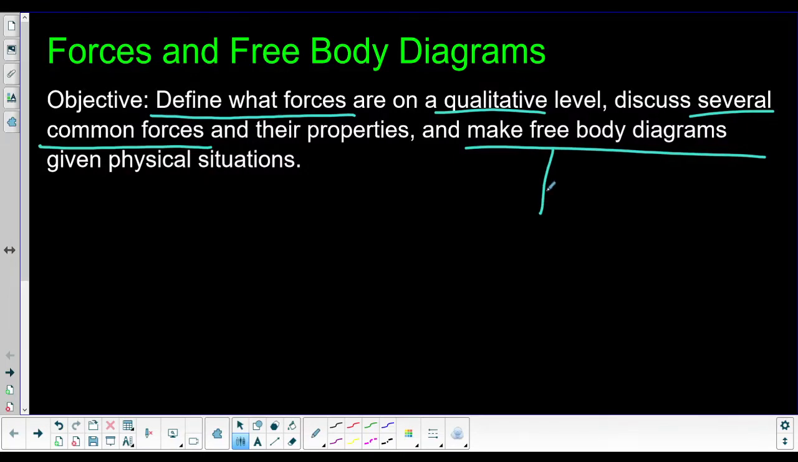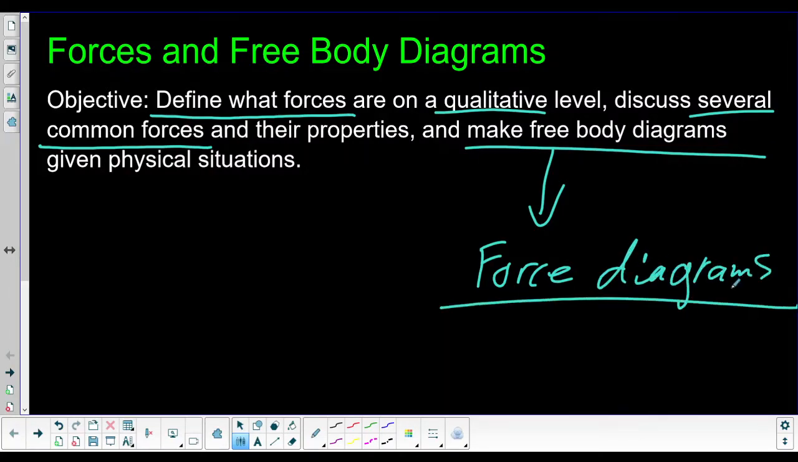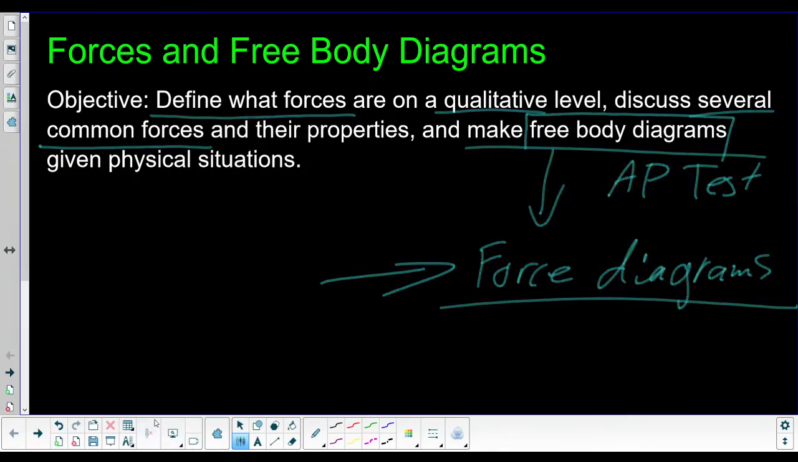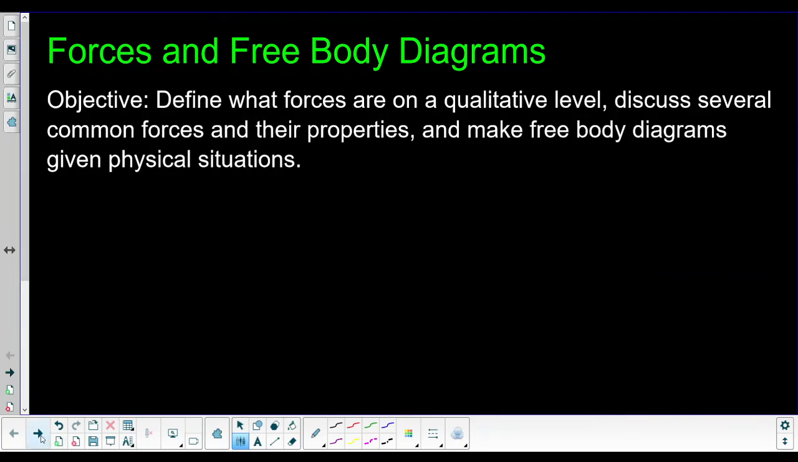Disclaimer, I learned free body diagrams as force diagrams. So if I happen to say force diagram and I don't make a distinction, they're the same thing. I just think that free body diagram is more aligned with the AP test, whereas force diagrams are just whatever my professor decided to call them. So, you know what I mean. A half dozen of these, 6 of those, whatever. Same idea. So, let's go talk about it.